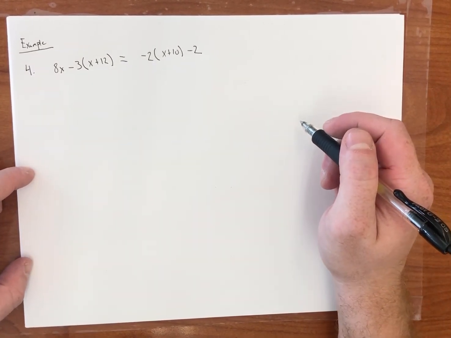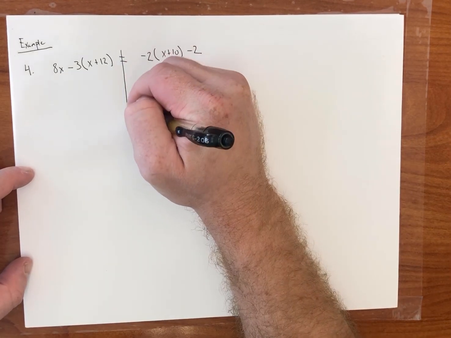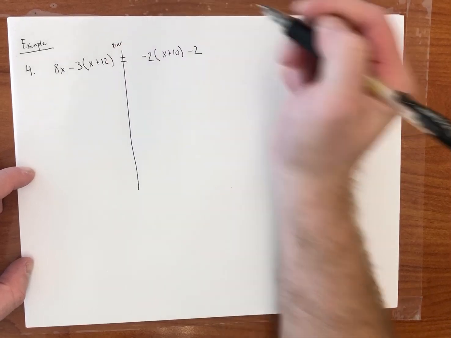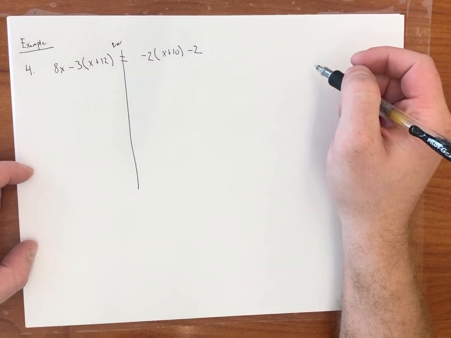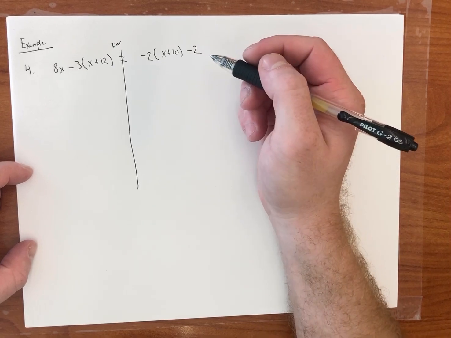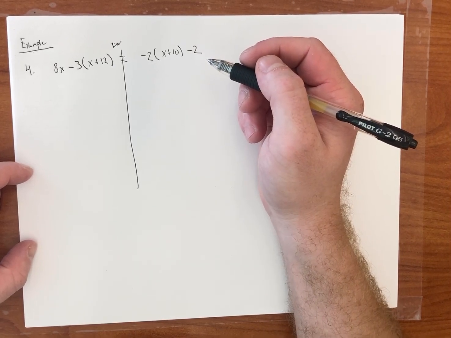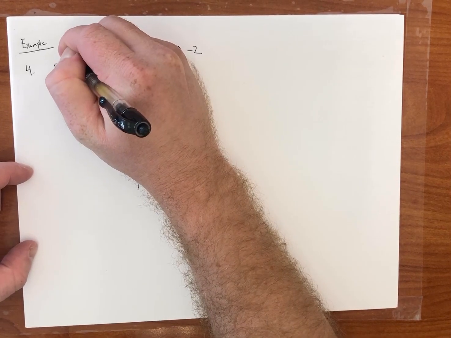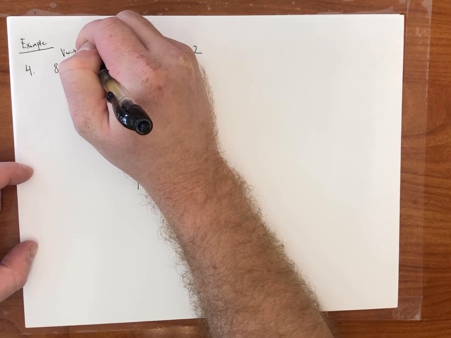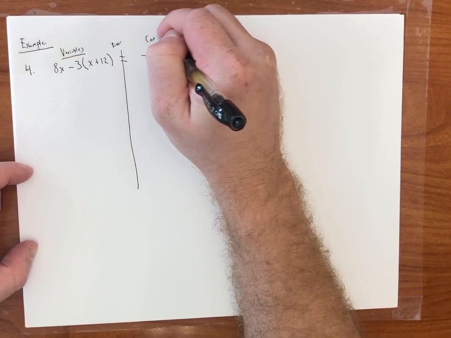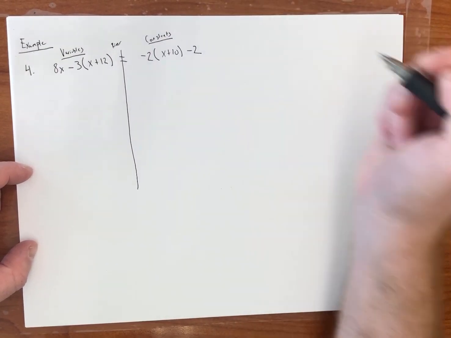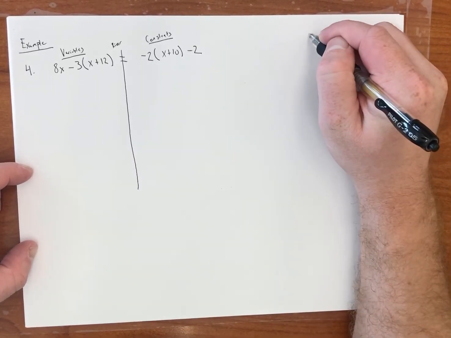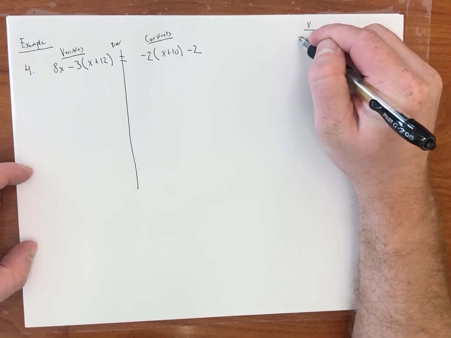So let's go ahead and start with our first step. Draw a river. Again, I would like for you to try this on your own. So go ahead and pause the video and try it on your own. Okay, so first thing I'm gonna do, remember to label my sides. I got variables on the left, constants on the right. So the first thing that I need to do is remember our first step for the variable side is to distribute.